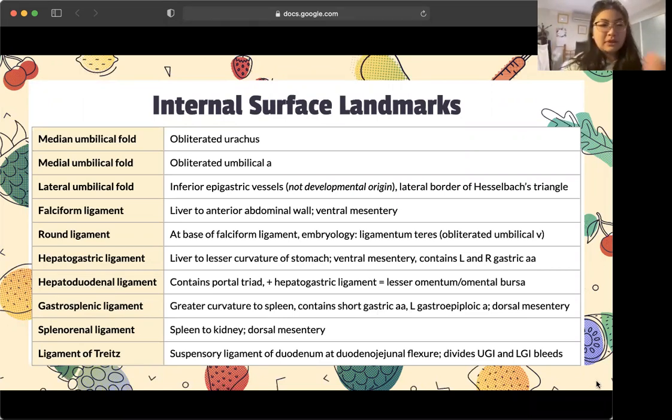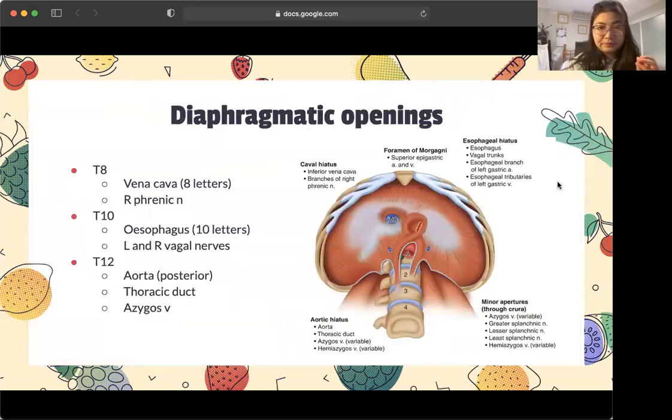Then we want to know the ligament of Treitz, and this is really clinically important because this is what divides upper GI from lower GI bleeds. So if it goes proximal to the ligament of Treitz, it's an upper GI bleed, and if it's distal to that, it's a lower GI bleed. And this ligament attaches to the duodenum at the duodenojejunal flexure, so just separating the duodenum and the jejunum.